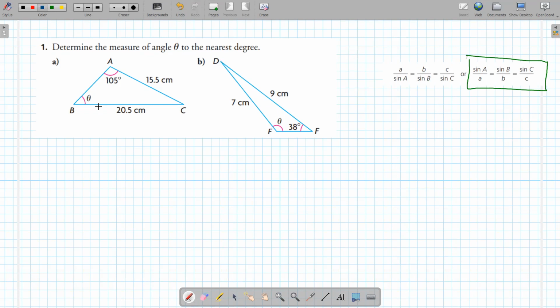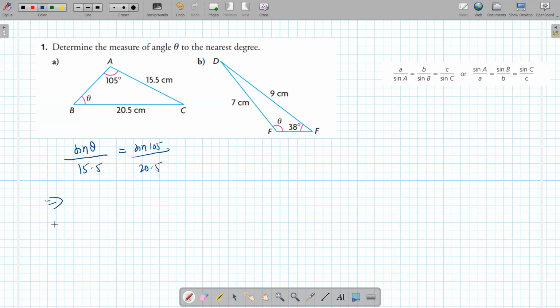So theta is missing. So I'm going to say sine theta divided by, now this A is simply the side that it's opposite to. What's the side length opposite to theta? 15.5. Then you put 15.5 on the denominator. That is going to be equal to, and you take another angle and another side length. So another angle is 105, and the side length is 20.5, like that.